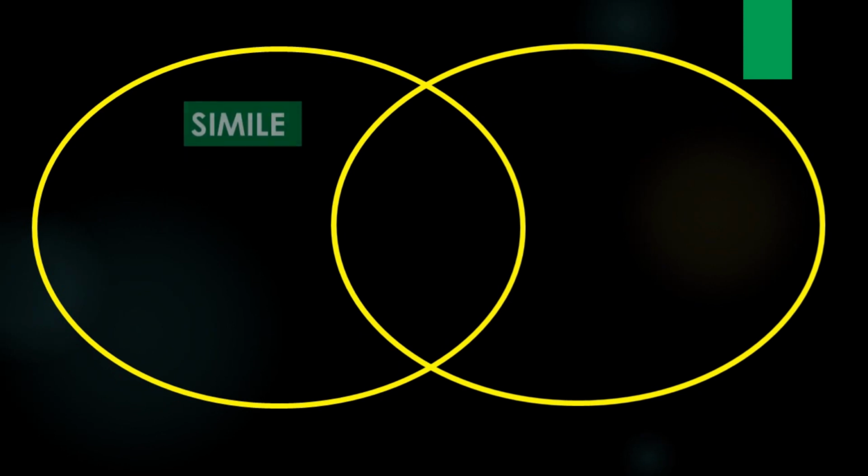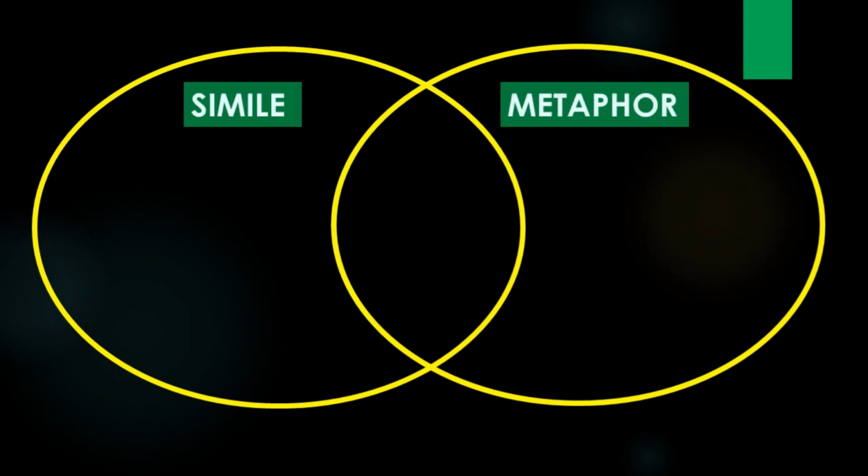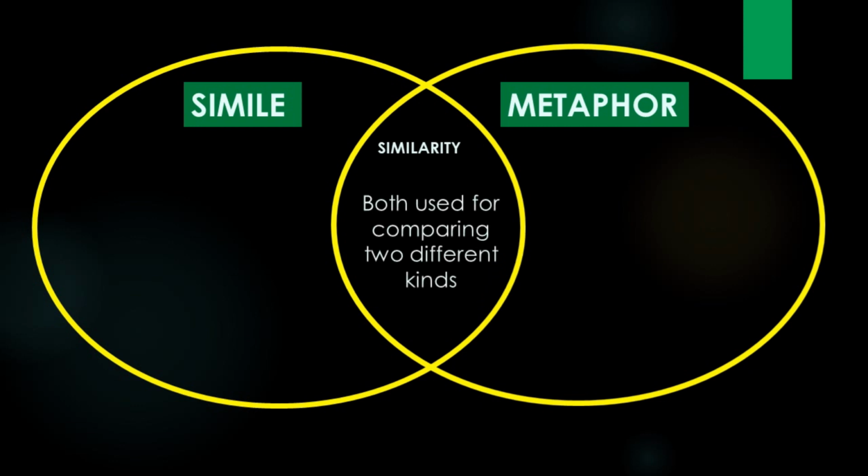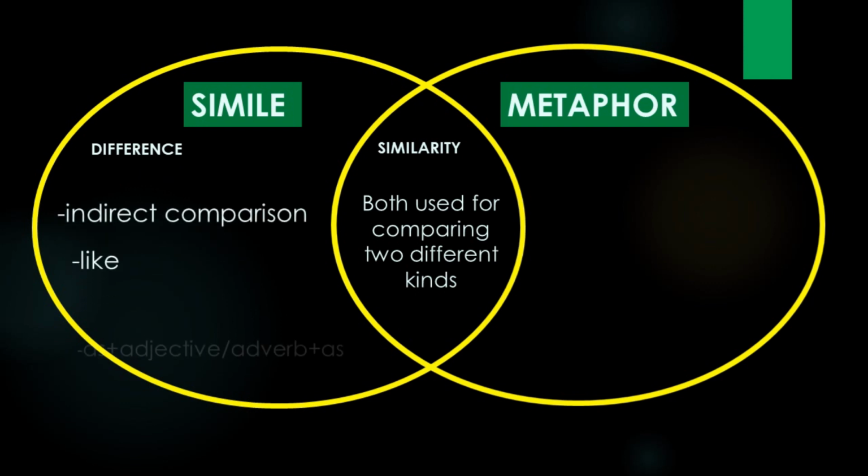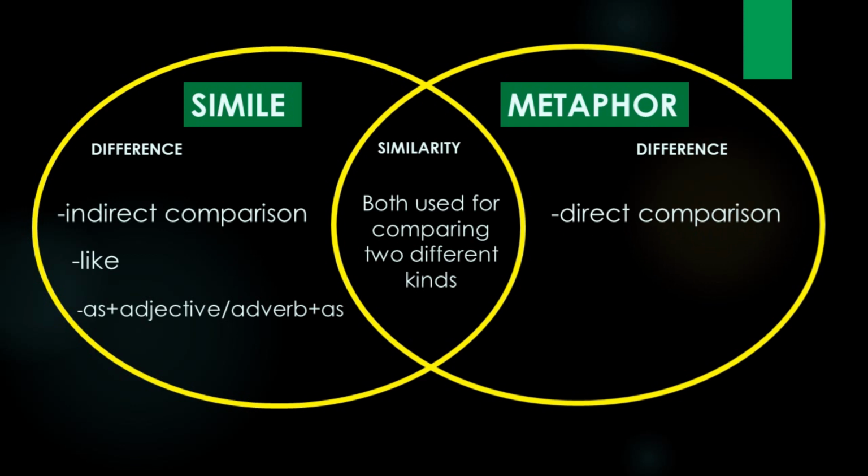Now let us try to analyze the difference and similarity of simile and metaphor. These two are both used for comparing two different kinds, but simile is used for indirect comparison. That's why it uses the word like, or as plus adjective or adverb plus as, in the sentence. Unlike metaphor, which is used for direct comparison. So now, let us try to identify these sentences if they are simile or metaphor.